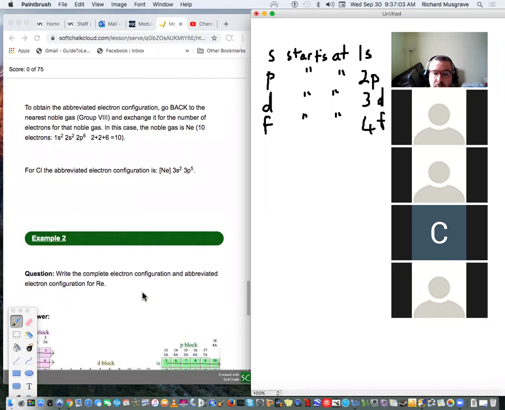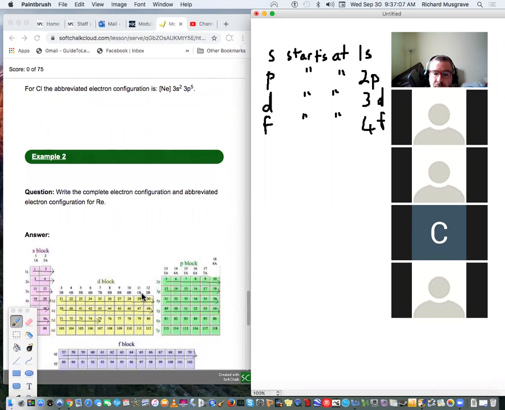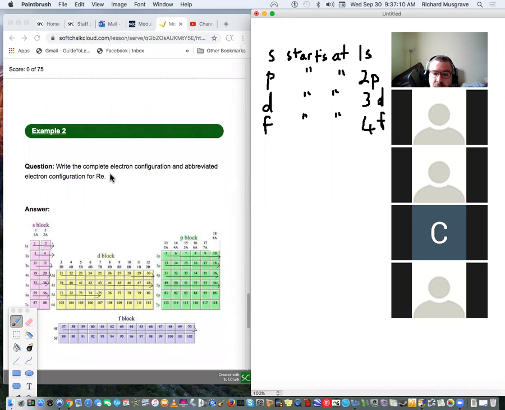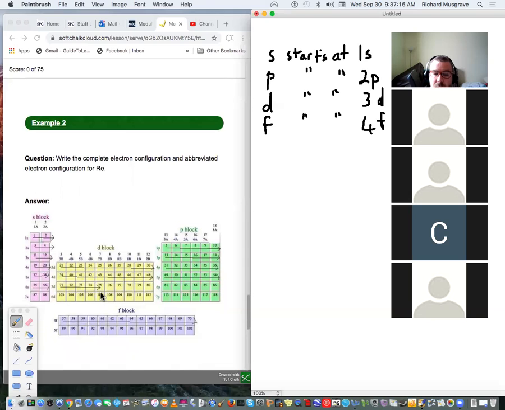So let's look at something a little bit more complicated, something further down on the periodic table. We'll look at Re. Now, Re is number 75 on the periodic table. You'll find it here. Obviously, you're not going to have a periodic table that looks like this. I've got this one here just to shut out any of the noise and focus on the blocks and how to read the blocks.